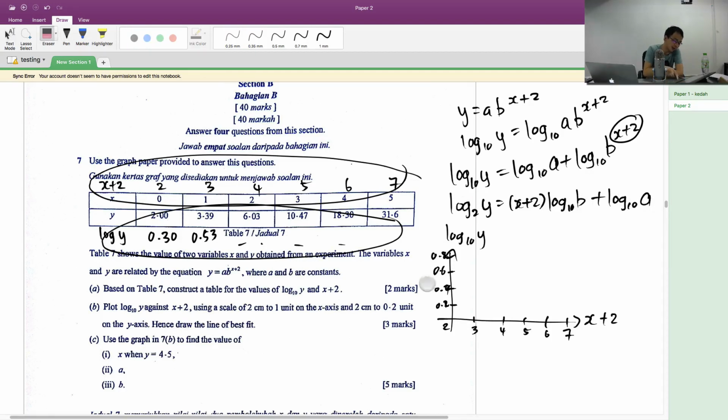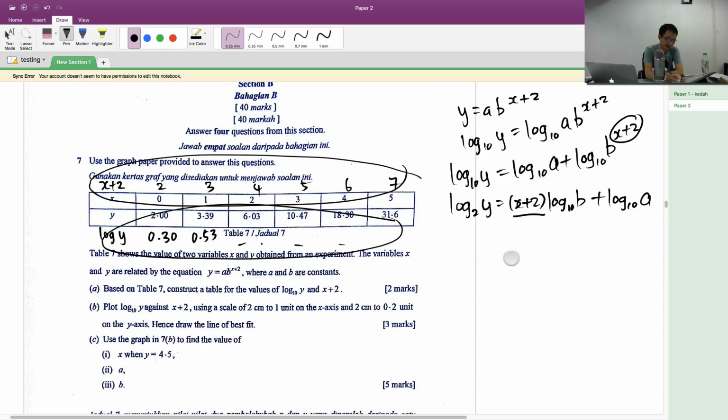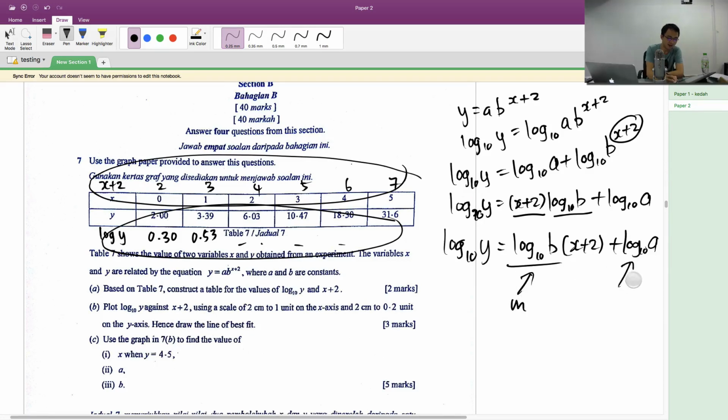I am almost done, but I want y equals mx plus c. X plus 2 should be my x, and this one should be my m, so I will rearrange it. So mx plus c. Therefore I know this is the gradient and this is the vertical intercept. If you understand this, you can easily solve for a and b later.